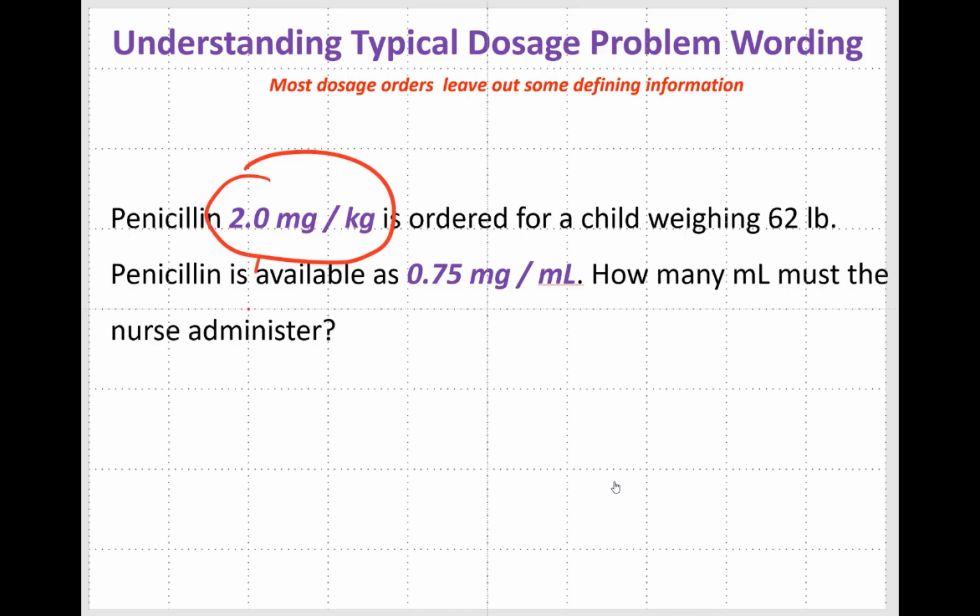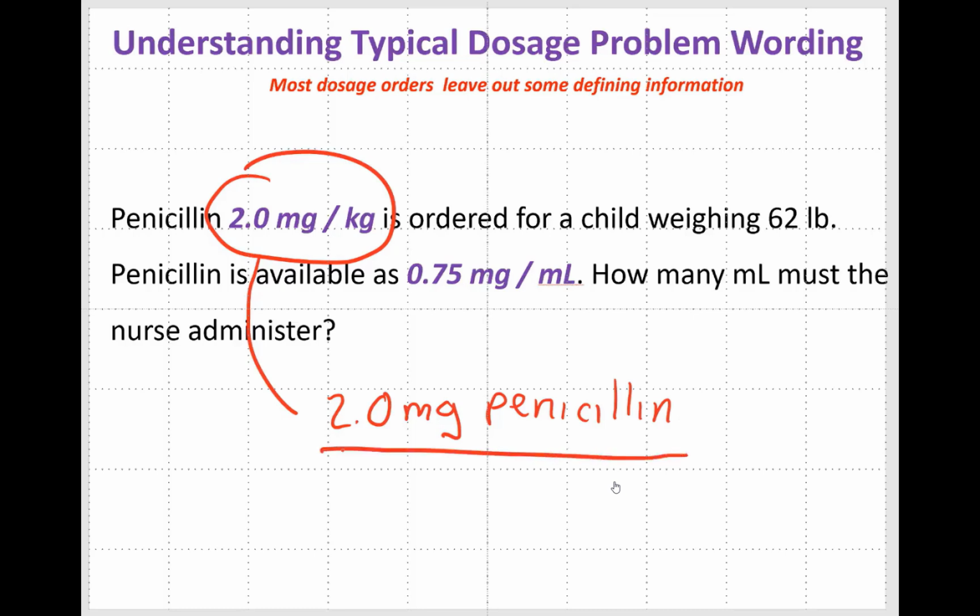So this could be reworded as 2.0 milligrams penicillin per kilogram body weight or body mass.